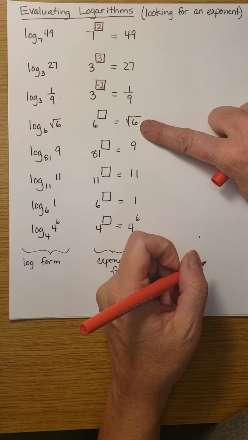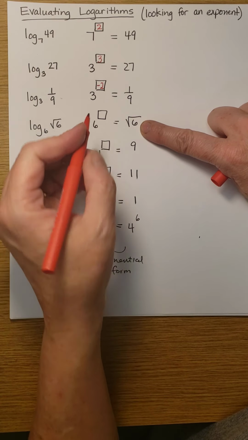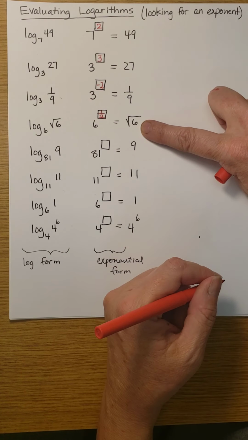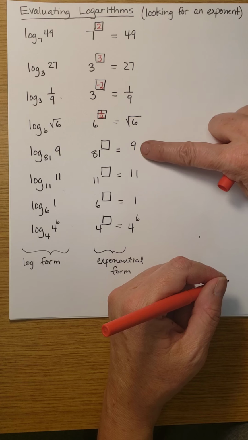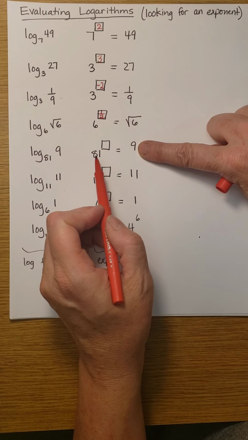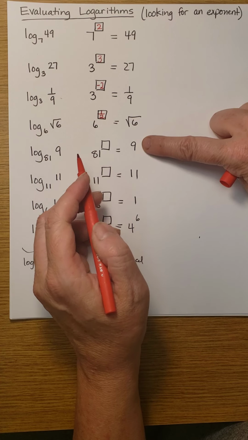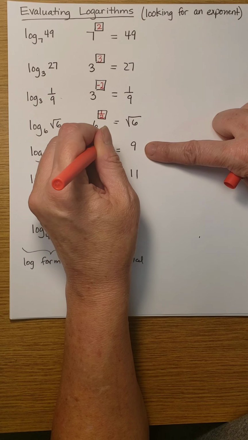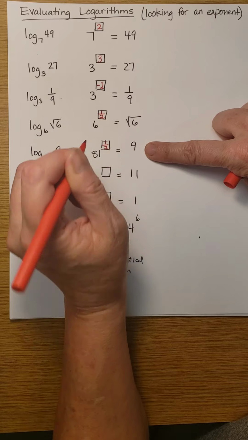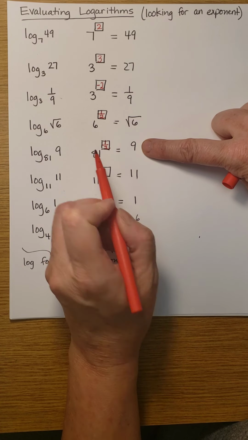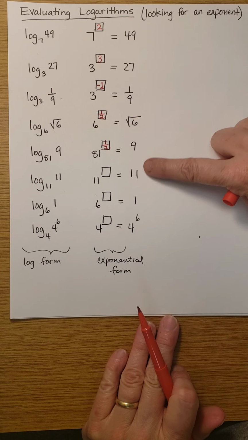Here we have a square root of 6, and our base is 6. Well, square root is just raising a base to 1/2. Here I have 9, and what am I going to do to 81 to get 9? Well, I'm going to take the square root of 81, right? So I'm going to raise it to 1/2. 81 to the 1/2 is the square root of 81, so I get 9.